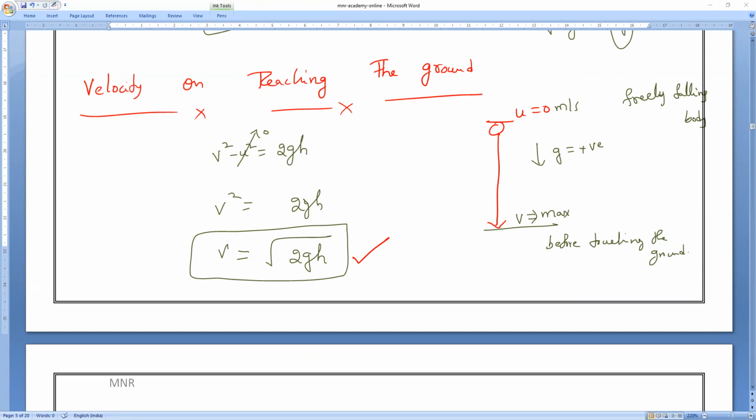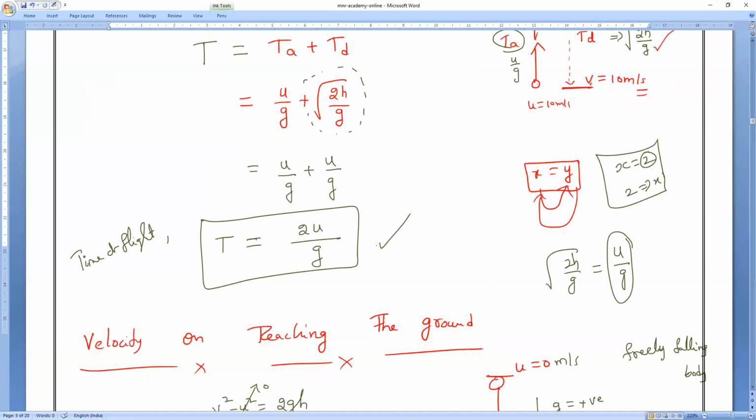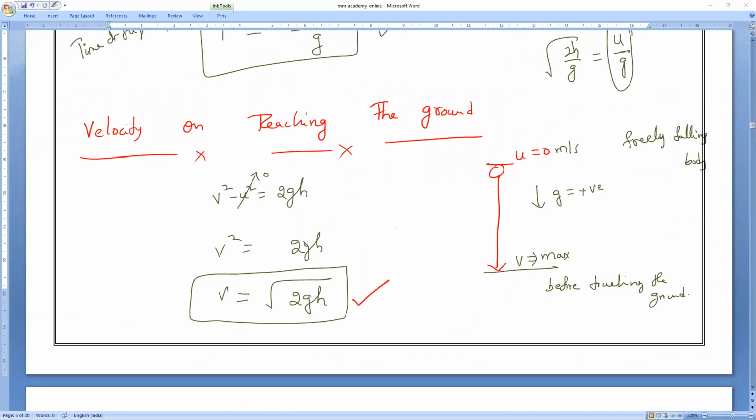Mr. Lingesh, time of flight, have you learned the formula? 2U by G. Okay? Do it fast, everybody. Complete velocity on reaching the ground. Right, next.